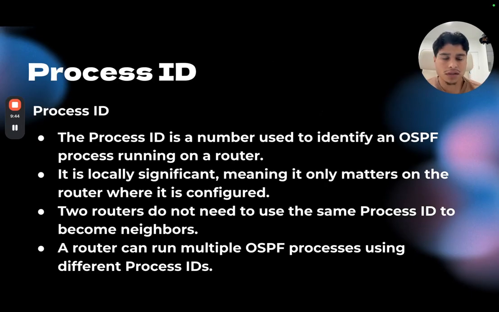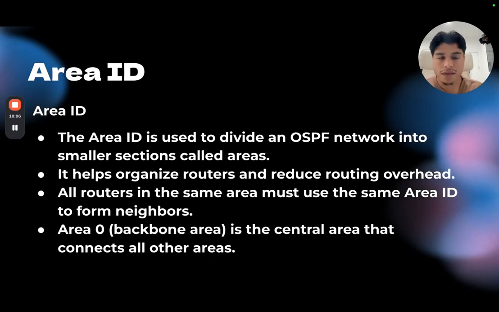So what is the process ID? The process ID is a number used to identify an OSPF process running on a router. It is locally significant, meaning it only matters on the router where it is configured. Right? Two routers do not need to use the same process ID to become neighbors. A router can run multiple OSPF processes using different process IDs. And then the area ID.